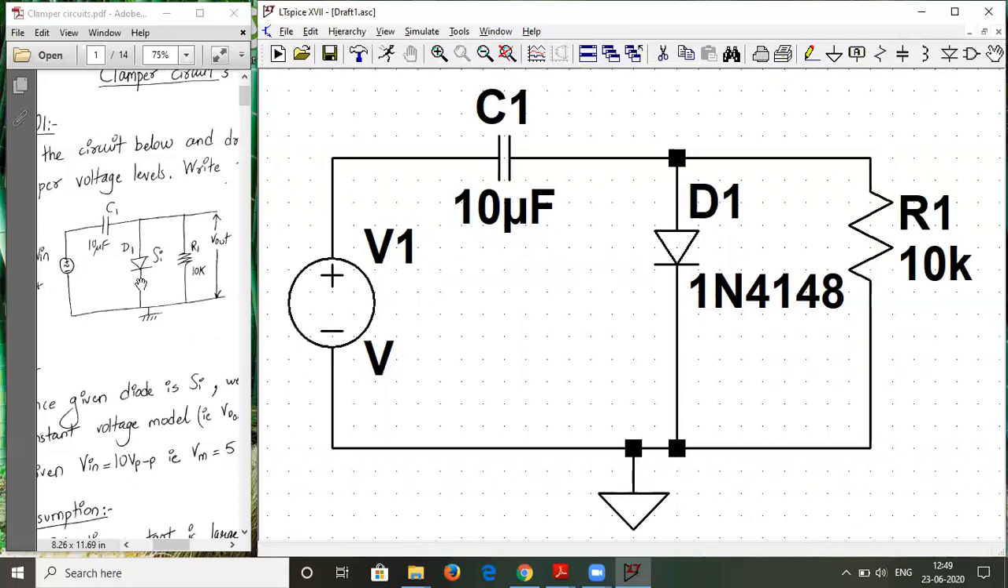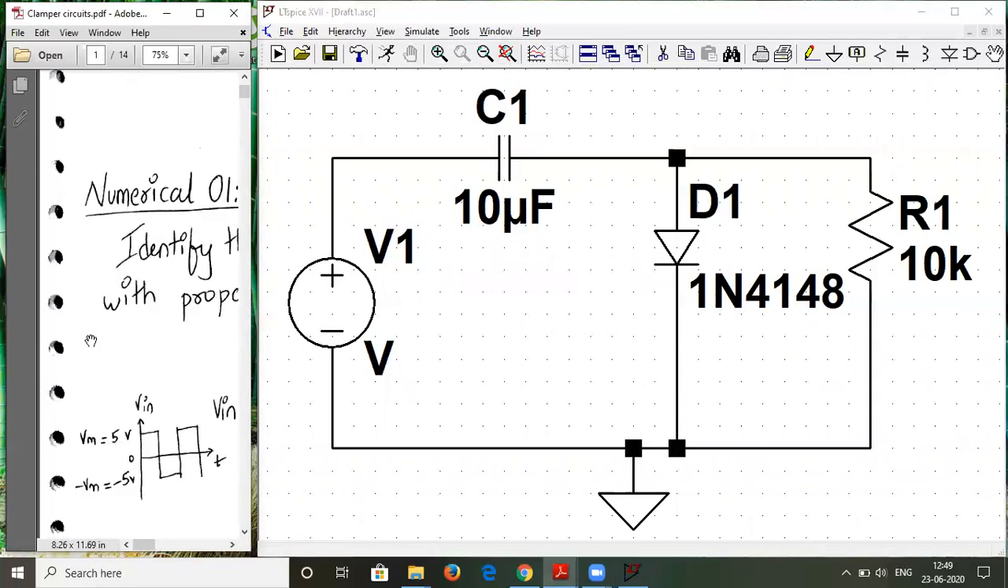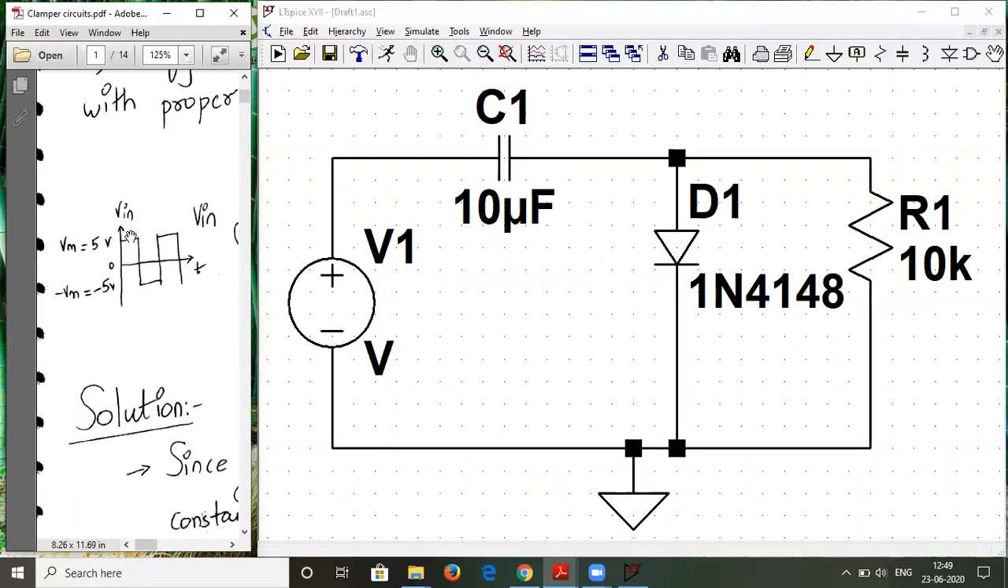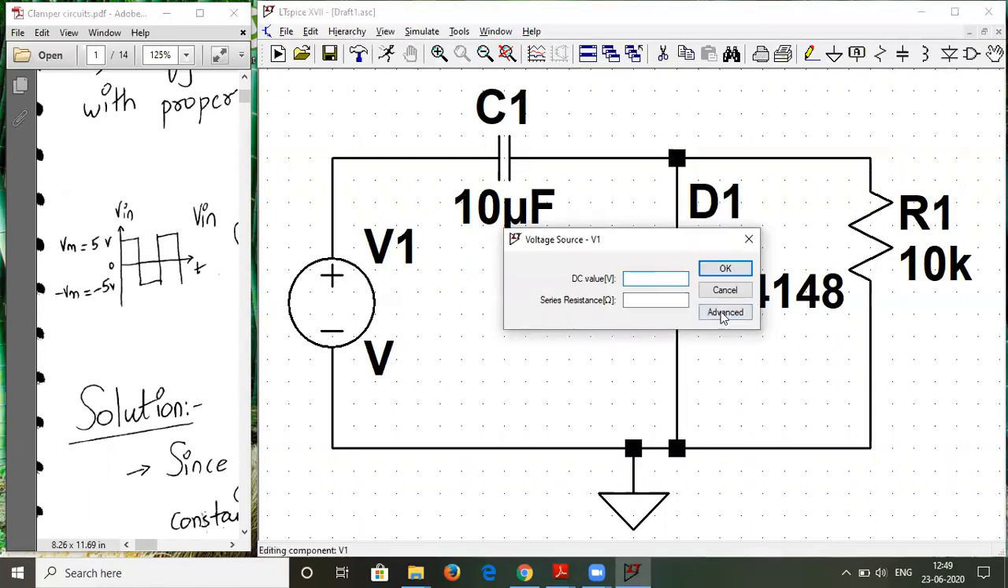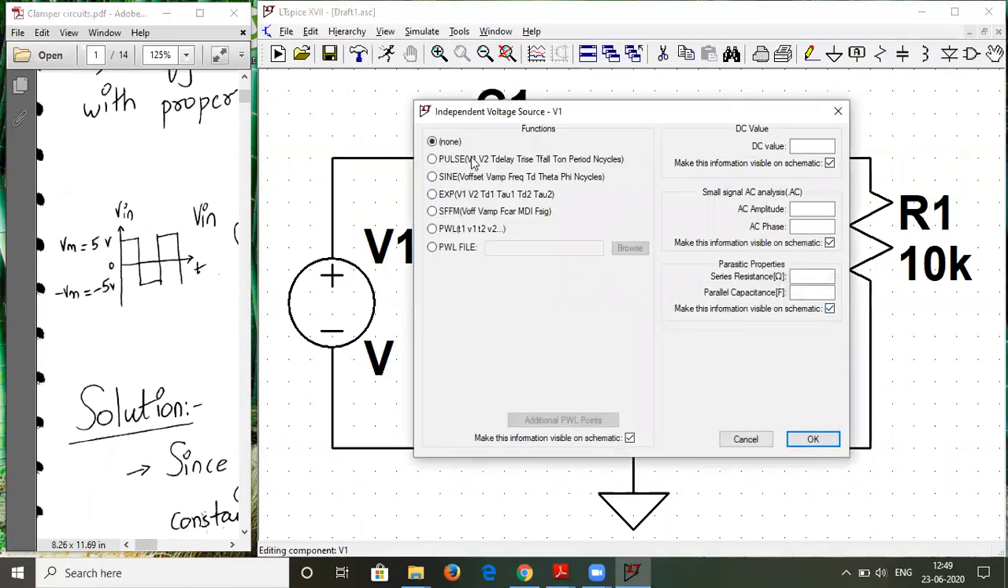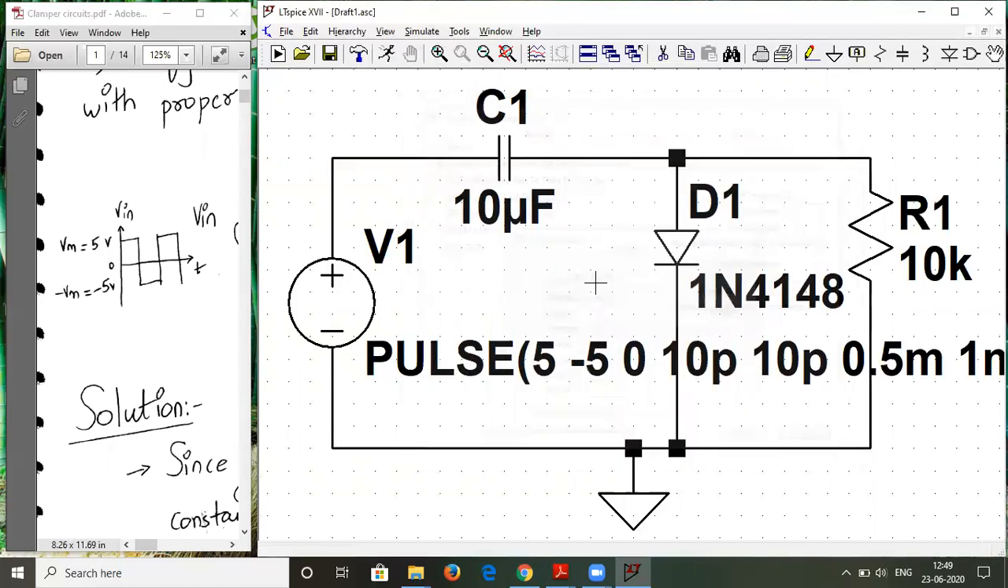Basically, at the input we require a square wave starting from +5 and ending at -5. So how to give that? Right click on the source, go to advanced, select pulse, and your starting voltage you can give as 5, then you can give it as -5. Delay time you can give as 0. Rise time you can give extremely small, 10 picoseconds. Similarly fall time. On time you can give around 0.5 milliseconds, and the period you can give as around 1 millisecond.